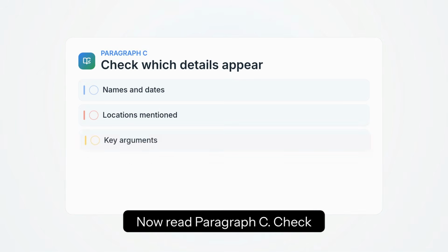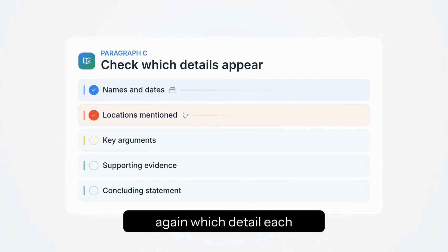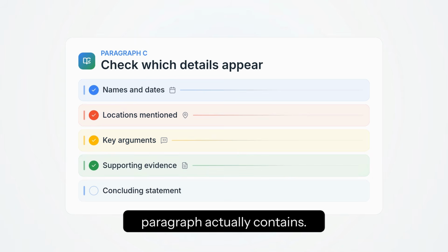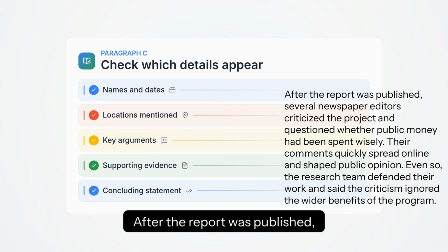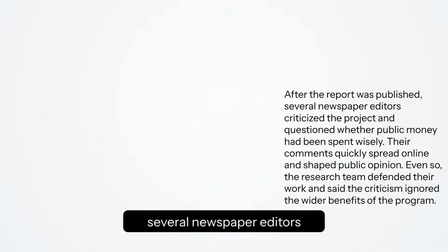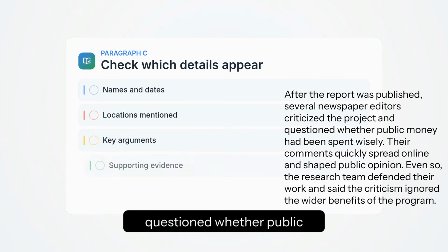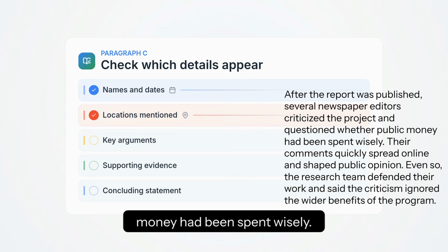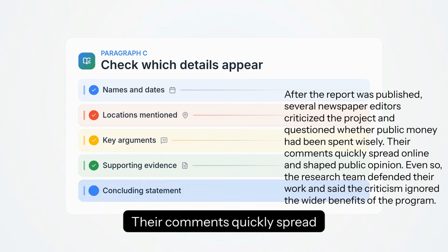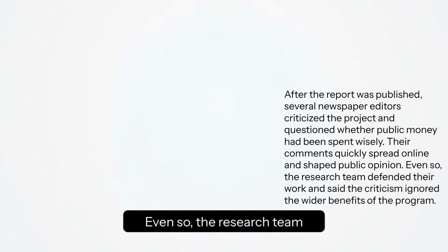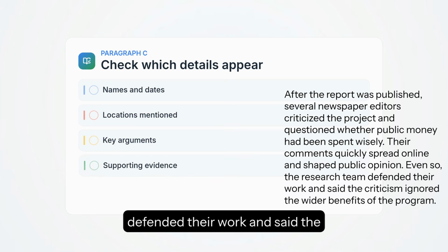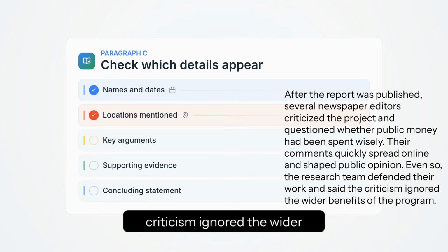Now read paragraph C. Check again which detail each paragraph actually contains. After the report was published, several newspaper editors criticized the project and questioned whether public money had been spent wisely. Their comments quickly spread online and shaped public opinion. Even so, the research team defended their work and said the criticism ignored the wider benefits of the program.